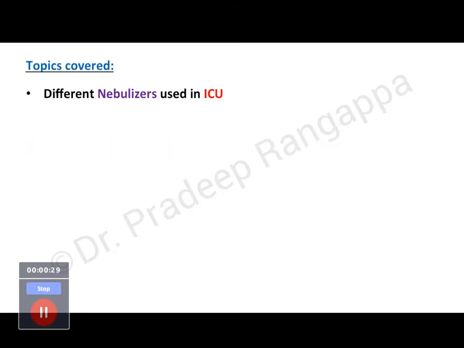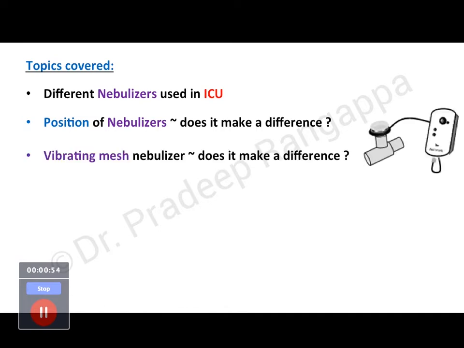So the topics that I would cover: I think the audience needs to know what are all the different nebulizers that we use in ICU. It's a very important topic, and I found it extremely interesting learning about them. And extremely important is the position of the nebulizer in the whole circuit. Does it make a difference? I think this is extremely important for all the trainees because there's a huge science to where we position the nebulizer when we are nebulizing our patients.